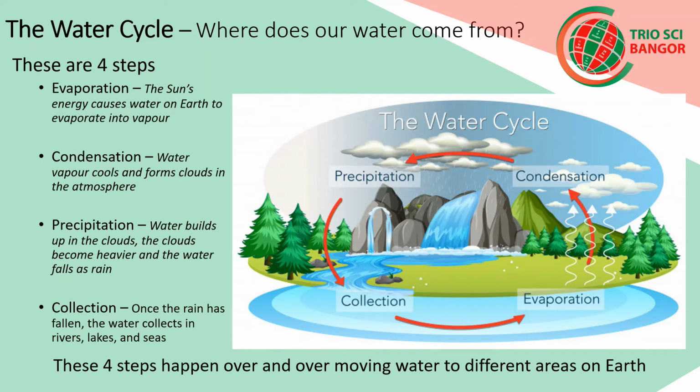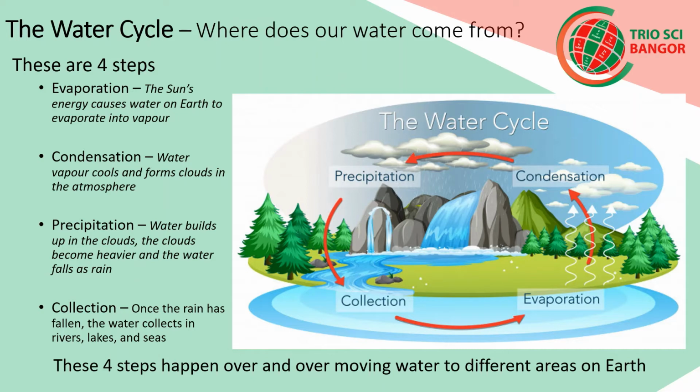We'll start with evaporation. The sun's energy heats the water, causing it to evaporate into the atmosphere. Once it reaches the atmosphere, the water cools and it condenses to form clouds. These clouds fill with water, they get heavier, and as they do, the water falls out of them back down to Earth as rain, or precipitation. As the rain falls, it collects on Earth in rivers, lakes, and oceans.